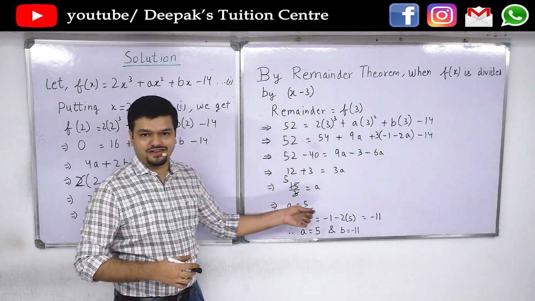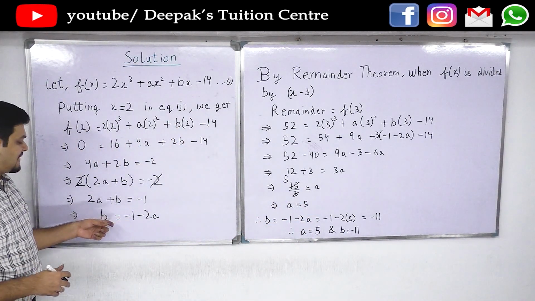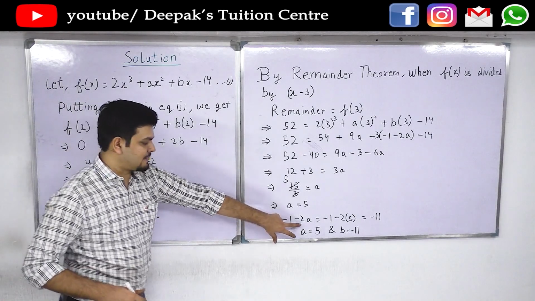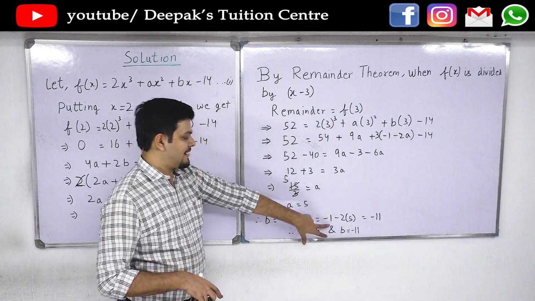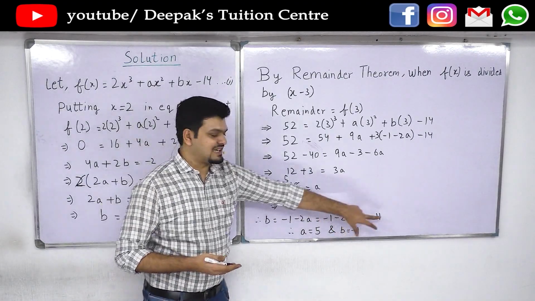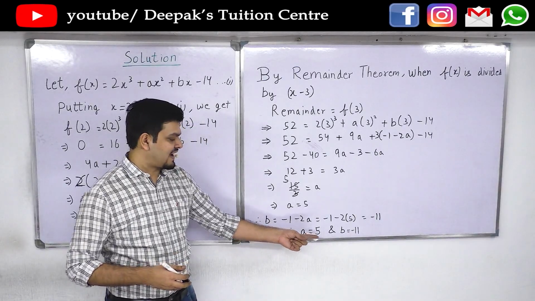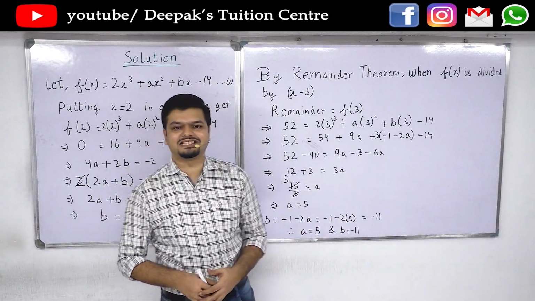Since I already have the value of a, and the value of b is dependent on the value of a, b equals minus 1 minus 2a. Putting the value of a, minus 1 minus 2 into 5, that is minus 10. So minus 1 minus 10 is minus 11. So therefore the value of a is 5 and the value of b is minus 11.